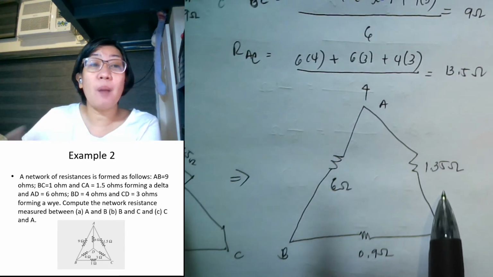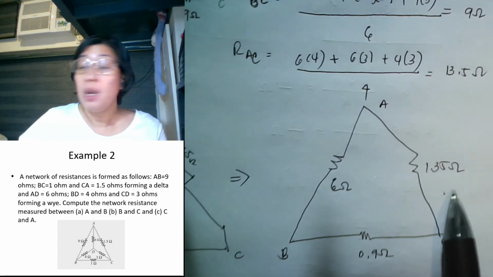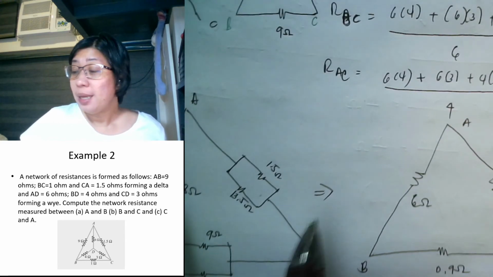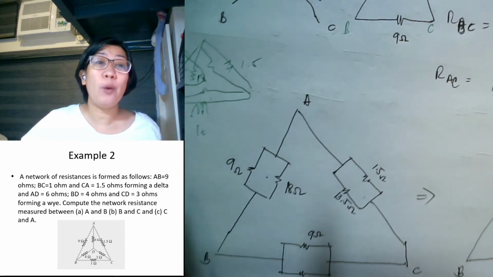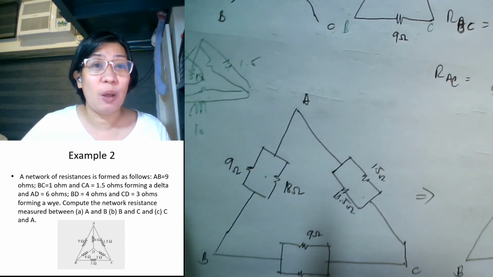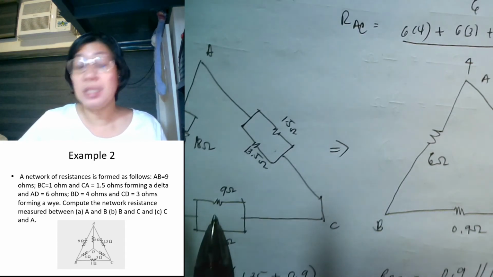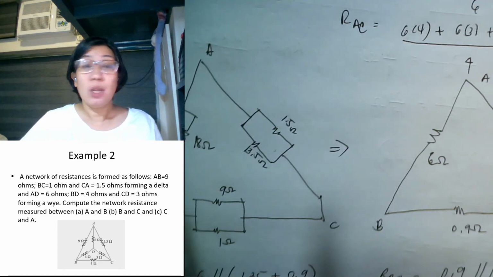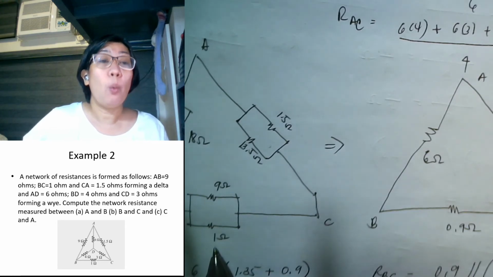Okay, so in a parallel combination, the result is always smaller than the smaller value. So 1.35 is smaller than 1.5. 6 is smaller than 9. So somewhat we know that we are on the right track. And then finally, 9 parallel 1. So this is 9 times 1 divided by 9 plus 1. So that will give you 0.9. So 0.9 is smaller than 1.